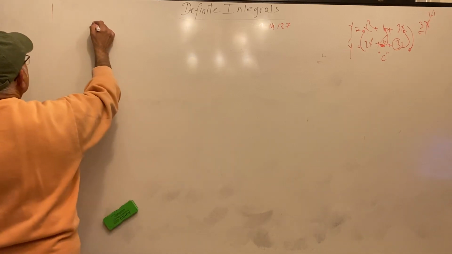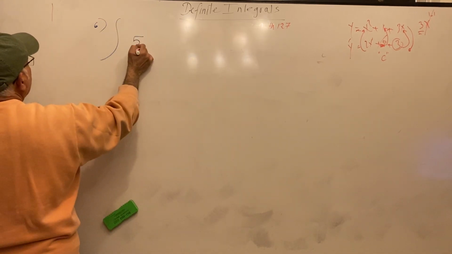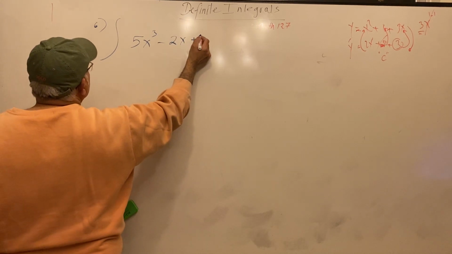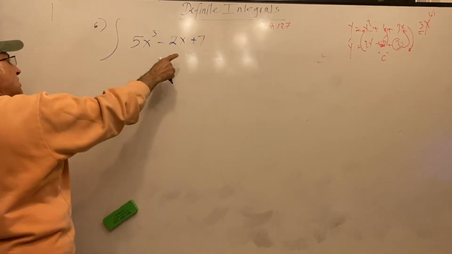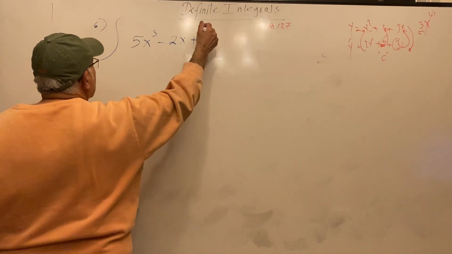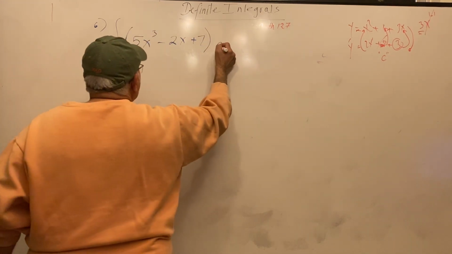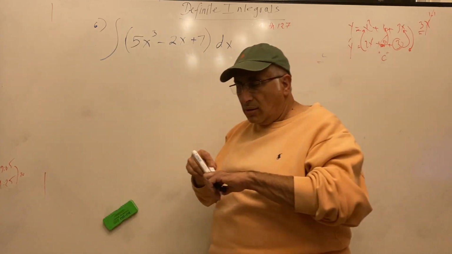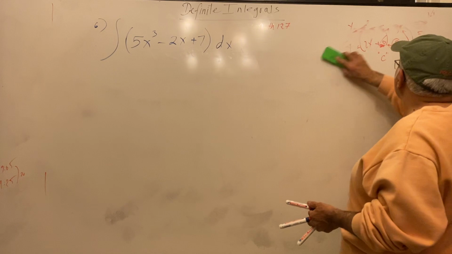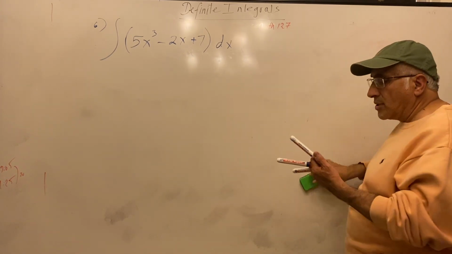Number 6. How about this time if I say 5x to the power 3 minus 2x plus 7? With plus and minus, this is a combination of 3 functions: cubic, linear, constant. You've got to put the integral sign. Sometimes you forget to put it, it's wrong, a stupid mistake. Okay? So, gentlemen, let's do them all together at once.